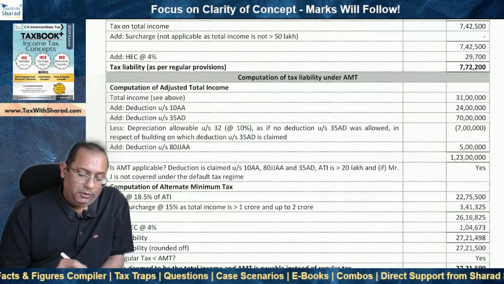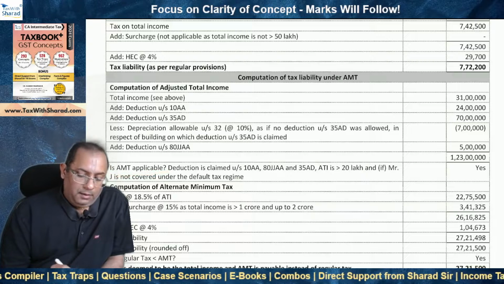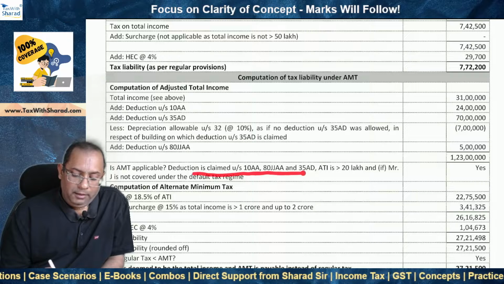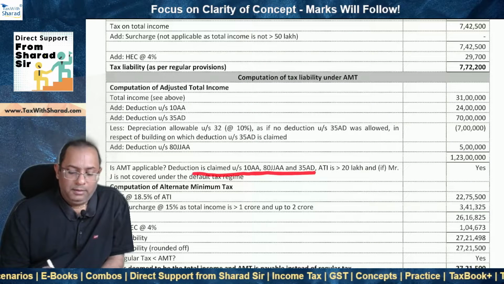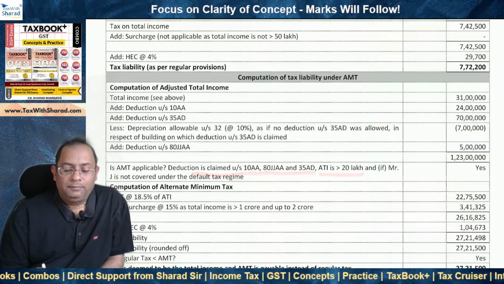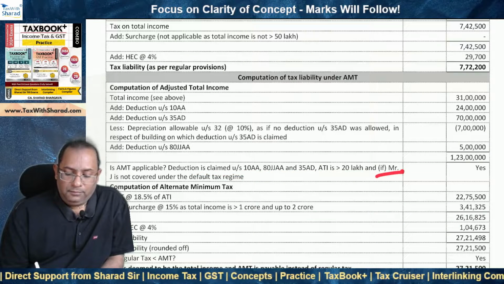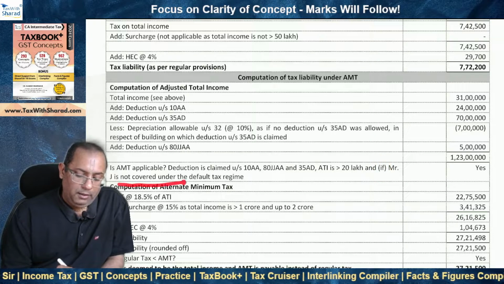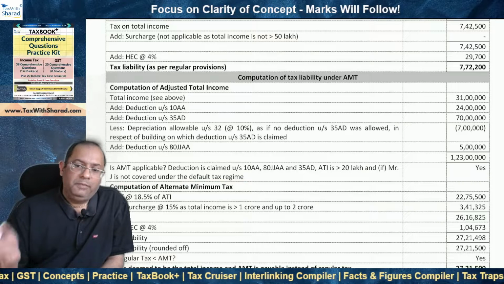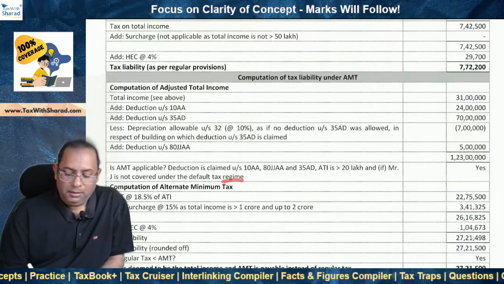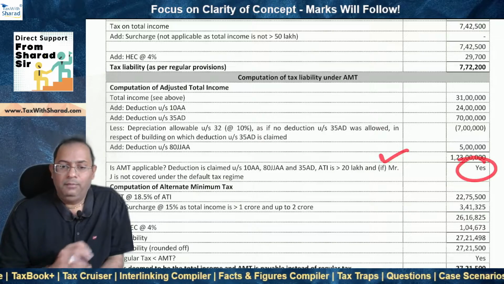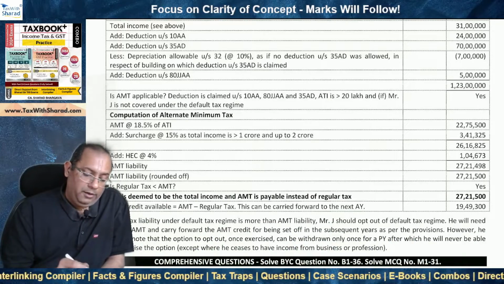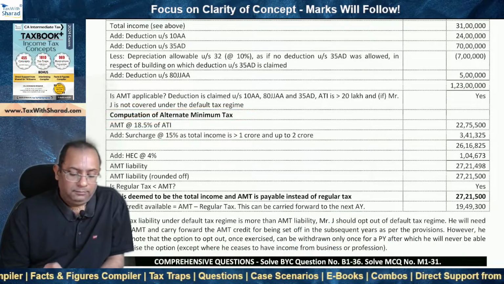And now we answer the question, is AMT applicable? So deduction is claimed under section 10AA, 80JJAA and 35AD. First condition is met. Second condition, ATI is more than 20 lakh. And third condition, within bracket we write, if Mr. J is not covered under the default tax regime, then this third condition will also be satisfied and consequently AMT applies. And then we need to do what? We need to make computation of AMT.